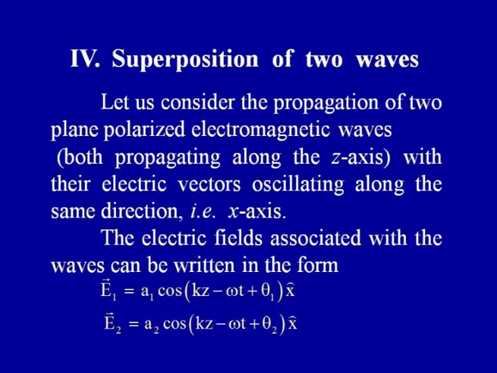E1 equal to A1 cos of (kz minus omega t plus theta 1), and E2 which is A2 times cos of (kz minus omega t plus theta 2). Both of these fields are along the x axis. A1 and A2 represent the amplitudes of the waves, and x hat represents the unit vector along the x axis. Theta 1, theta 2 are arbitrary phase constants.